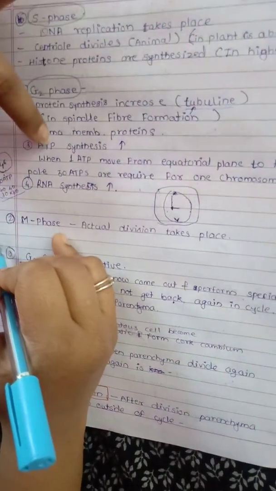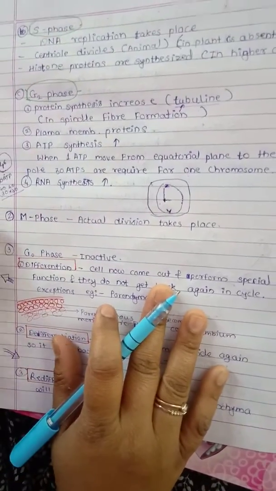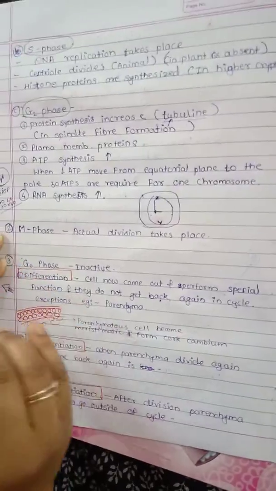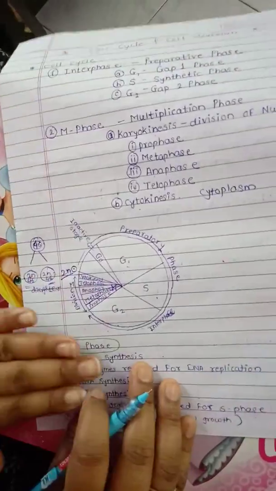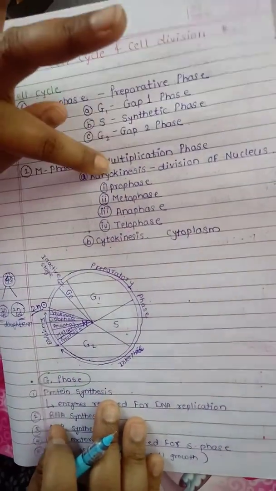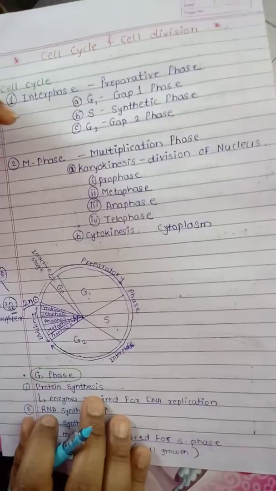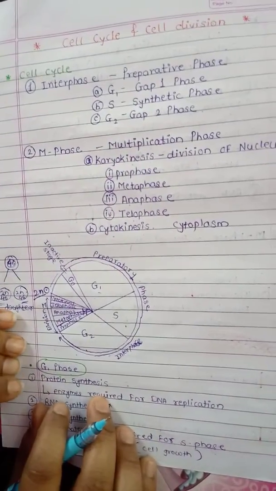So that much ATP is synthesized in the G2 phase. Then the next phase is the M phase. Here the actual division takes place, in these 5 stages. In these 5 stages, first is karyokinesis. In karyokinesis, first prophase, then metaphase, anaphase and telophase.